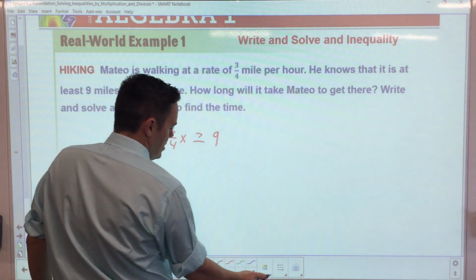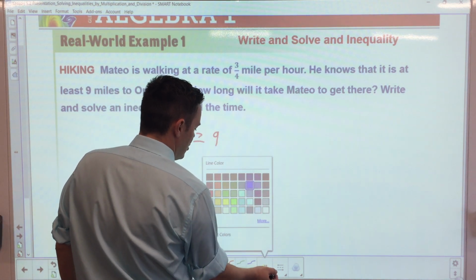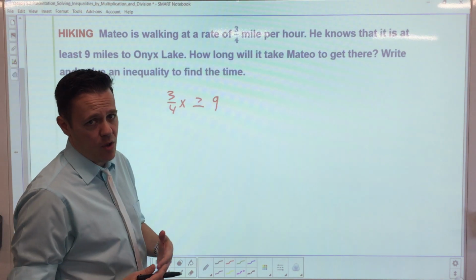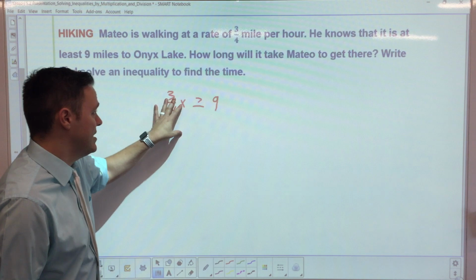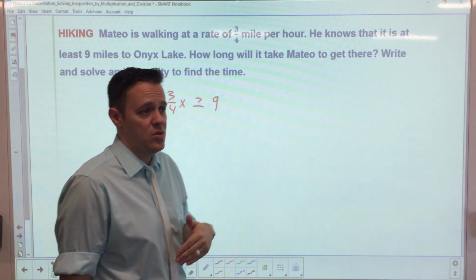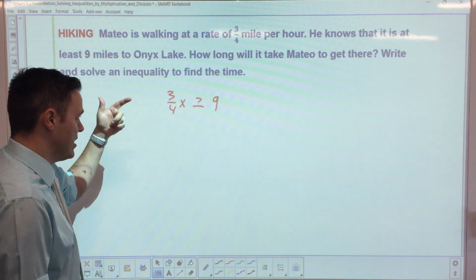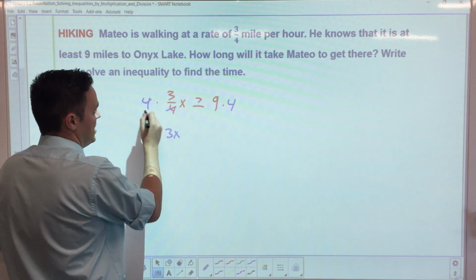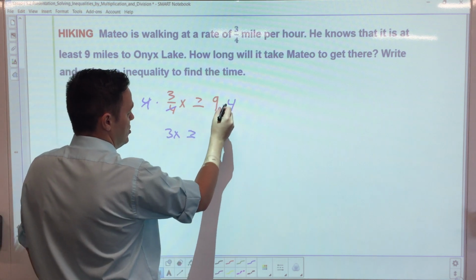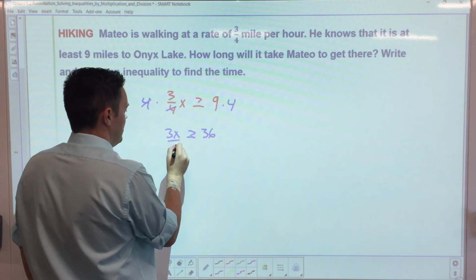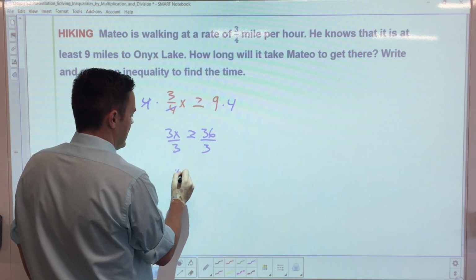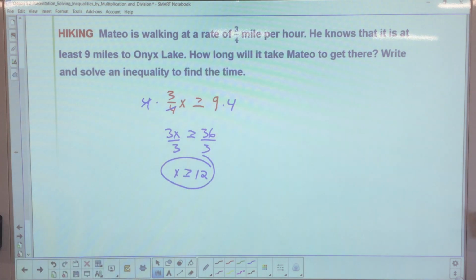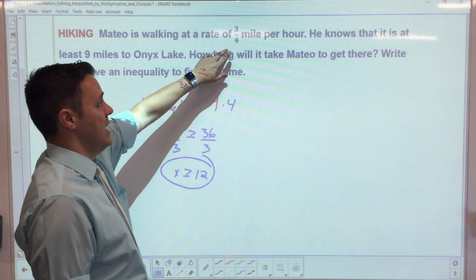There are 2 ways to do it. I'll show you the 2 ways that you can do it, and then I'm going to do it the quicker way going forward. But you guys can do the longer one if you want. If you have it set up like this, the first thing I've always taught you guys to do is get rid of the fraction. So you can multiply both sides by 4. Then you'd have 3x, because these cancel out, is greater than or equal to 9 times 4, which is 36. And you would divide by 3, so you'd get x is greater than or equal to 12. So we know it's going to take him at least 12 hours to walk if he's walking at this rate.